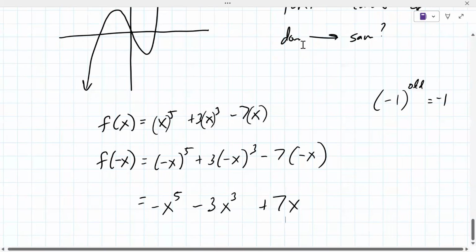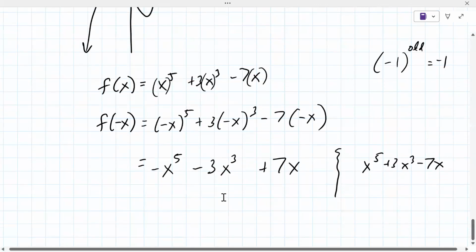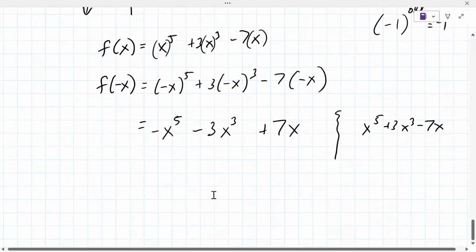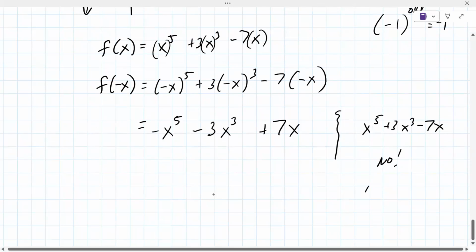All right, now, is this the same as the original? This is exactly the same as the original. x to the fifth plus 3x cubed minus 7x. This is exactly the same. No. So it's not even.